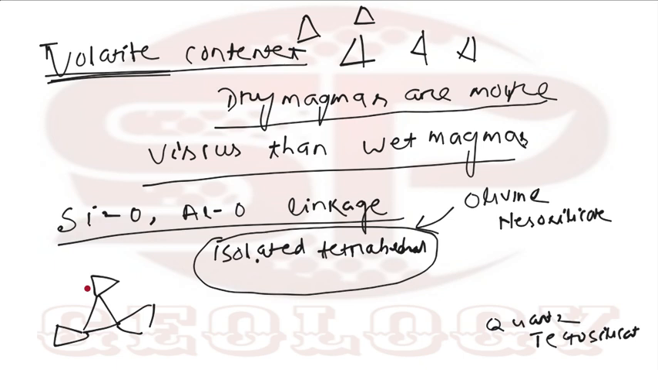If the Si-O linkage or Al-O linkage increases down the series, that will increase the viscosity. So Si-O, Al-O linkage always increases the viscosity.